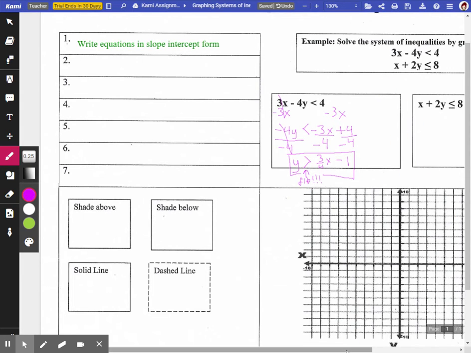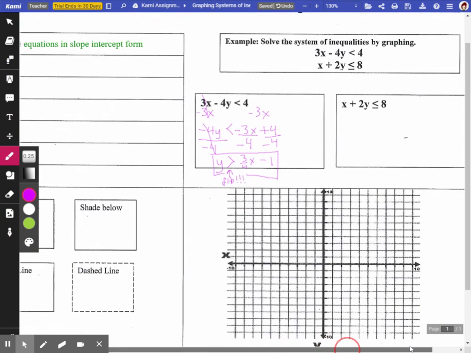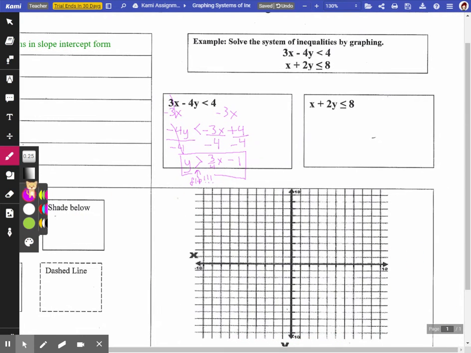I'm going to do the same thing for my other equation, but I'm going to use a different color. You always want to use 2 different colors, one for each equation, because when you go to graph them, you need to be able to keep track of which one is which. So subtract my x term.